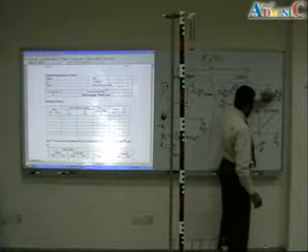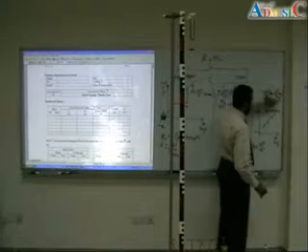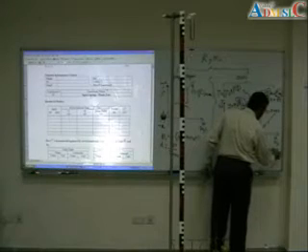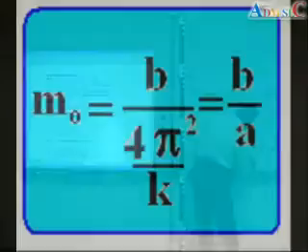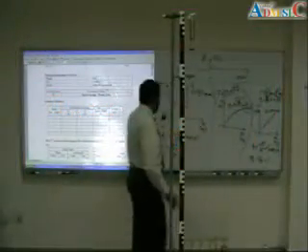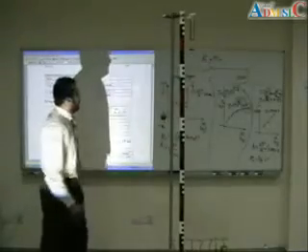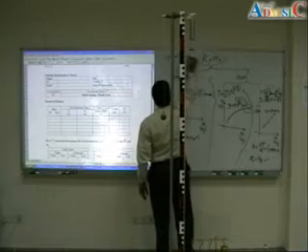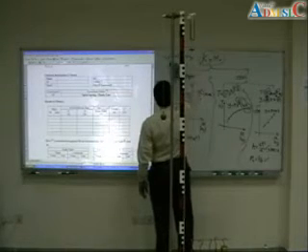And as you see here, 4 pi squared over k times m naught is equal b. Here, a m naught is equal b. So I can say m naught is equal b over a. So this is from Excel. Get this from Excel. This is how to apply the experiments.